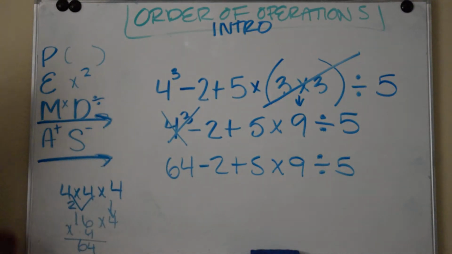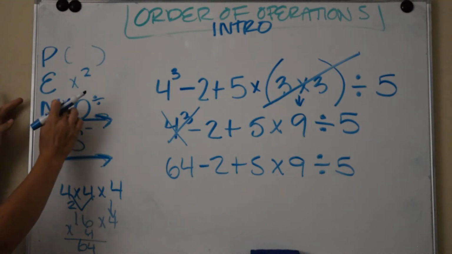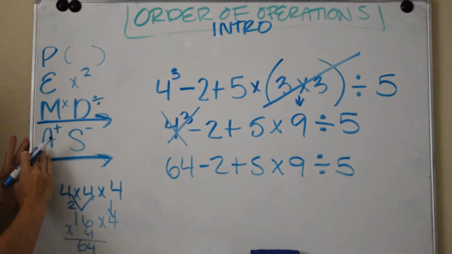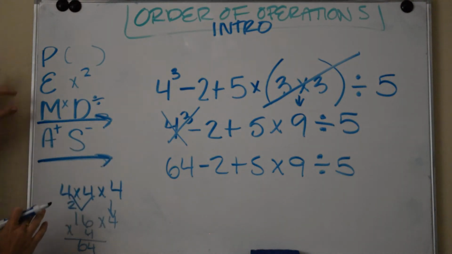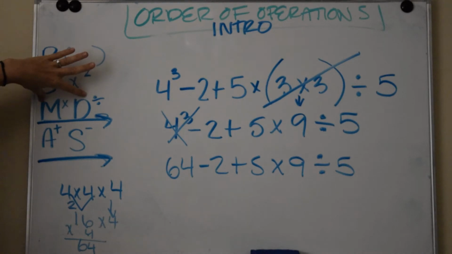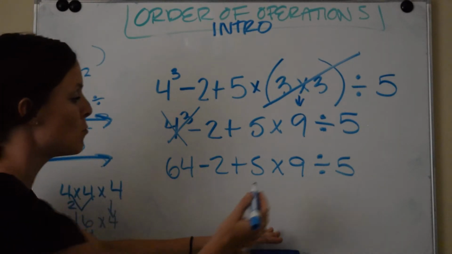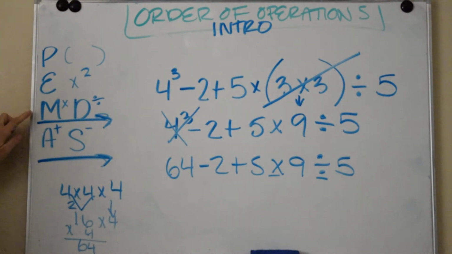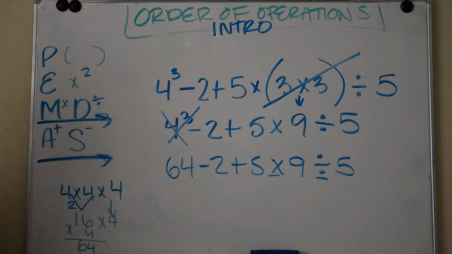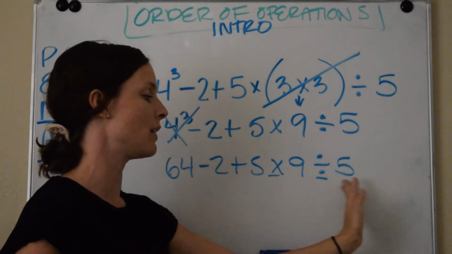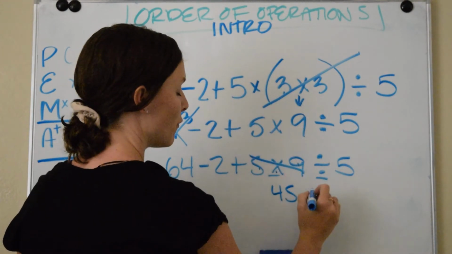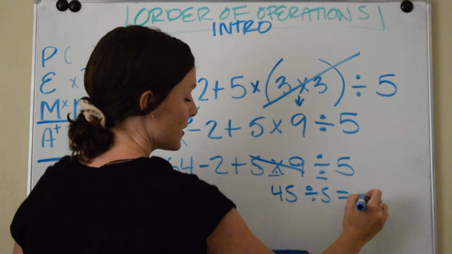Okay, notice now I go to my multiplication division. So that means all my multiplication and division signs need to be solved first before I do any addition or subtraction. You have to do multiplication and division first. So find them. I have multiplication and division right here. I have both. If you have both, do it left to right. So starting right here, I'm going to solve left to right. 5 times 9 is 45, and 45 divided by 5 is 9.